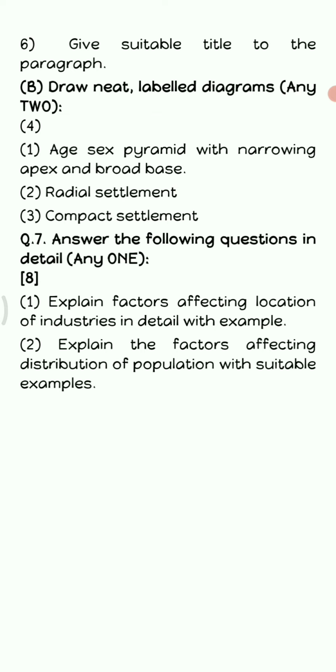Next is question number 7. Both the questions asked in this paper, that is, explain factors affecting location of industries, and explain the factors affecting distribution of population, have been asked many times in the board exam. As far as the board exam is concerned, this is the most important question and you must be prepared with these answers.